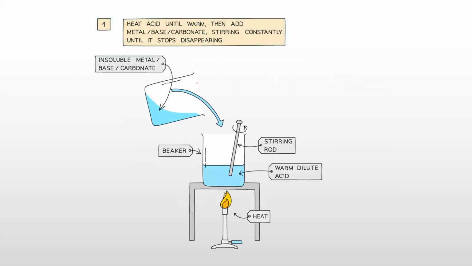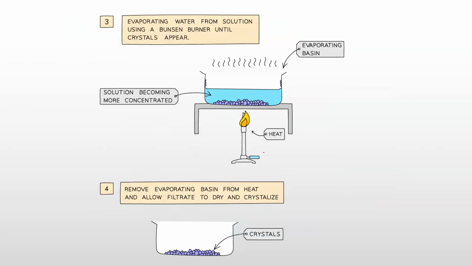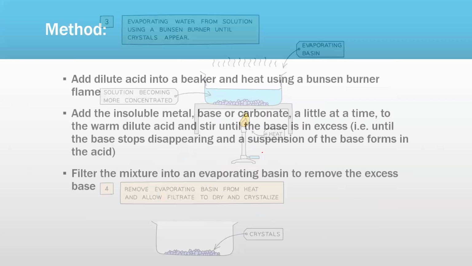Heat the acid until warm and then add the metal, base or the carbonate, and keep stirring constantly until it stops disappearing. Filter the mixture to remove excess base. Transfer the solution to the evaporating basin. And at the end, you can crystallize this as well. So you can obtain pure crystals and then dry them out.